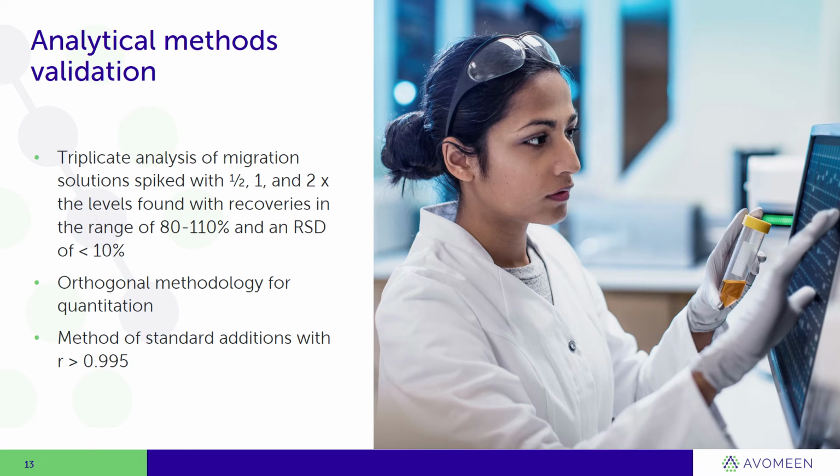All analytical methods are validated. Now, the people that work in the pharma space, validation means a completely different thing than people that work in the food contact space. In this space, validation means triplicate analysis of the actual migration solution spiked with 1/2, 1, and 2x the levels found, with recoveries in the range of 80 to 110%. RSDs are less than 10%. You can also use an orthogonal method of quantitation. Two methods of quantitation will be considered a validation.